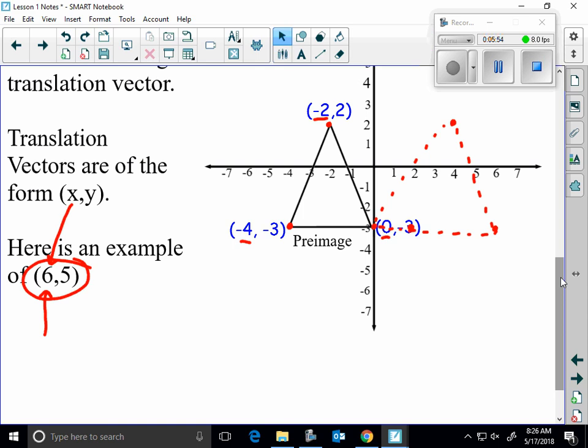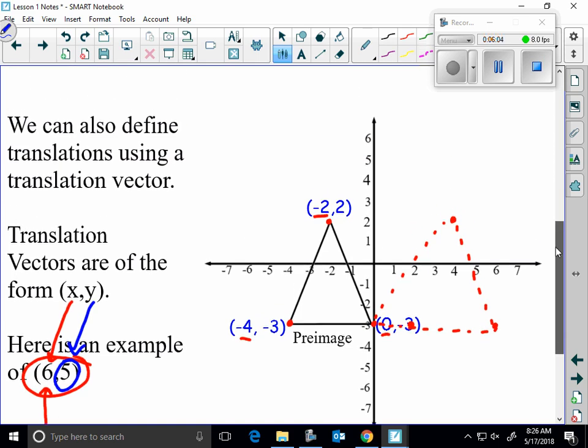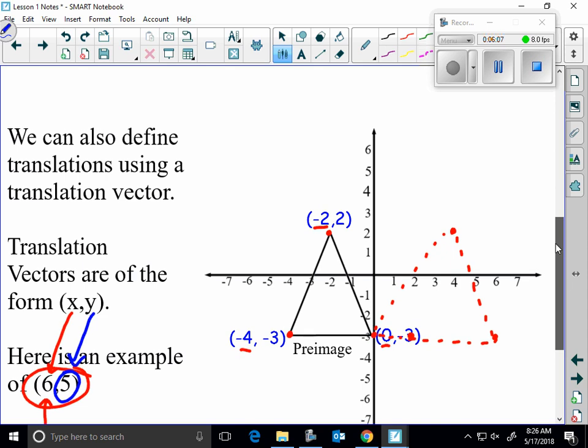But now what are we going to do to the y's? Move it which direction? Up or down? Up 5, right? So I have this 2. I'm going to move it up to a 7. I have this -3. I'm going to move it up to a +2. I have this, what was this, a -3 again. I'm going to move that up to a +2.